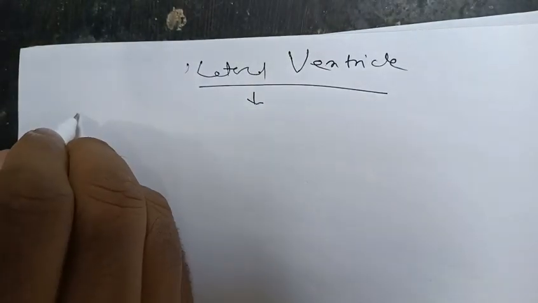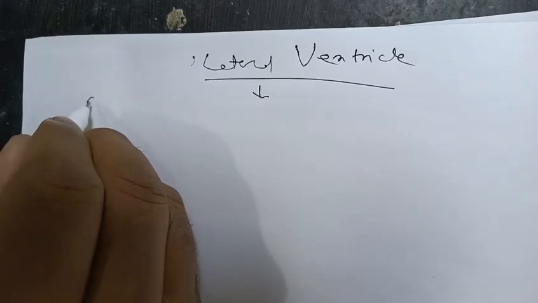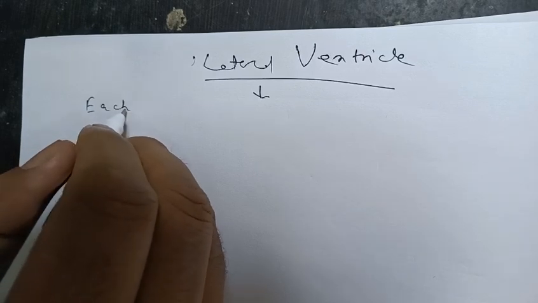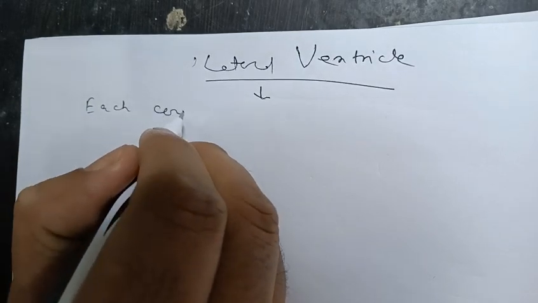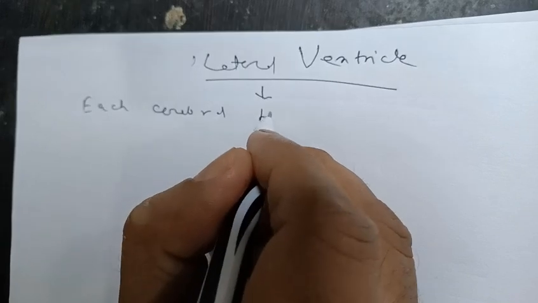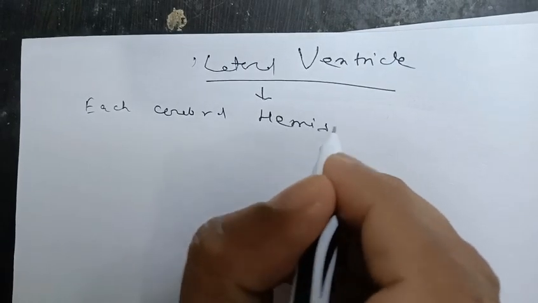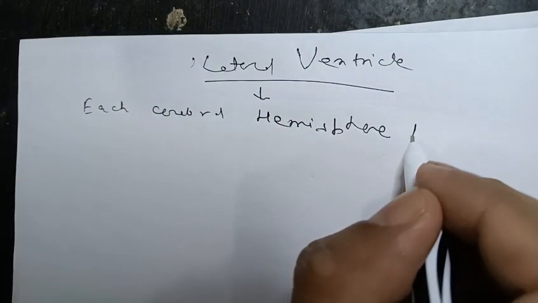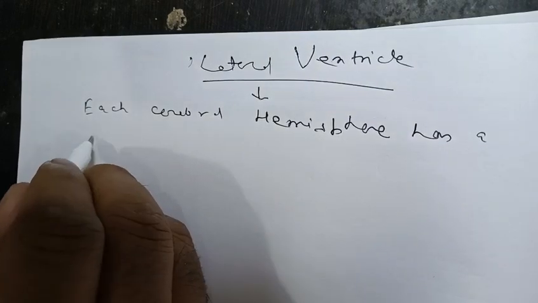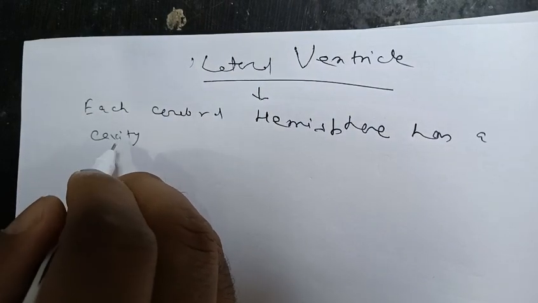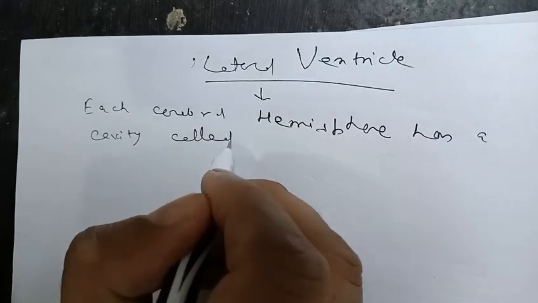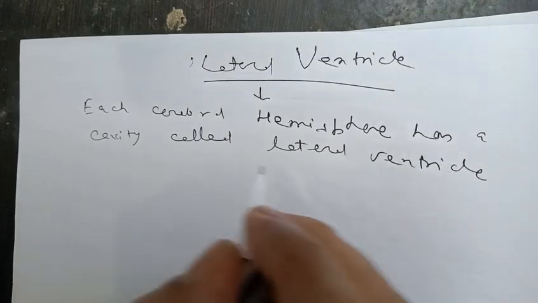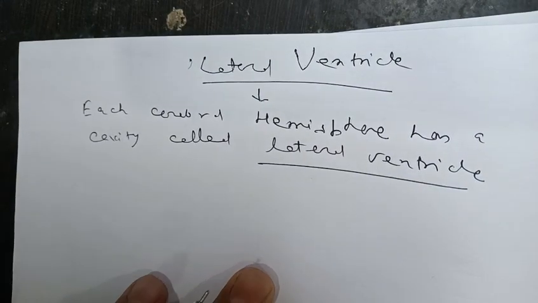What is the lateral ventricle? Each cerebral hemisphere, not the cerebellum. The cerebellum is a different thing and the cerebral hemisphere is a different thing. Each cerebral hemisphere has a cavity called the lateral ventricle.